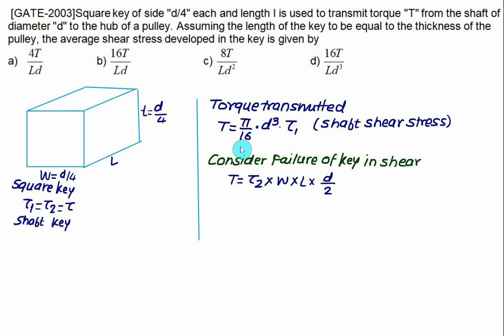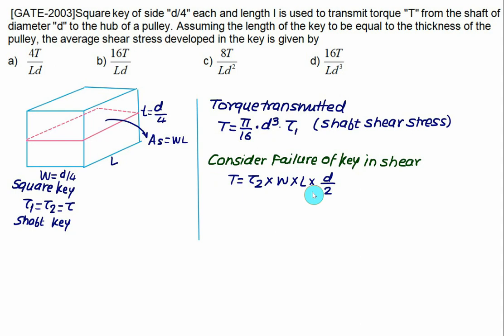Torque transmitted is given as T = (π/16) × d³ × τ1, where τ1 is the shear stress. If we consider the failure of a key in shear, this area represents the shear area, and this shear area is equal to W multiplied by L.